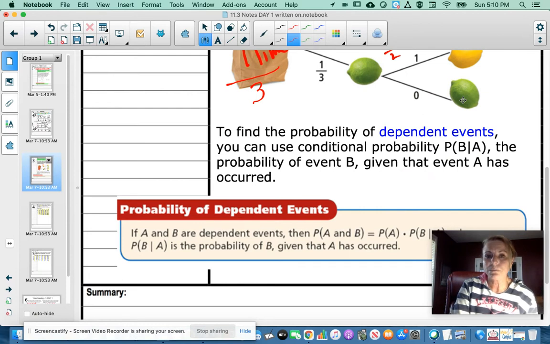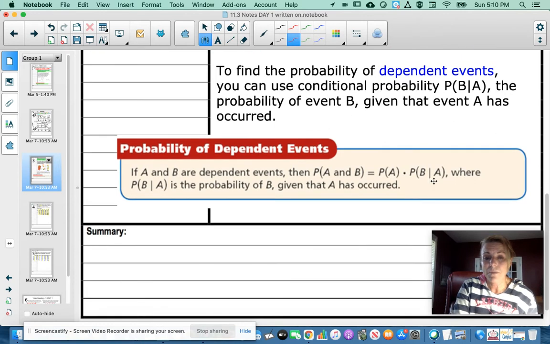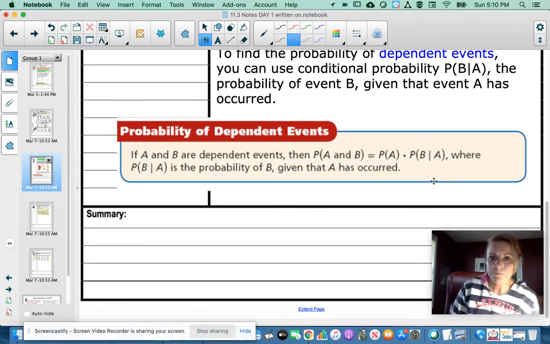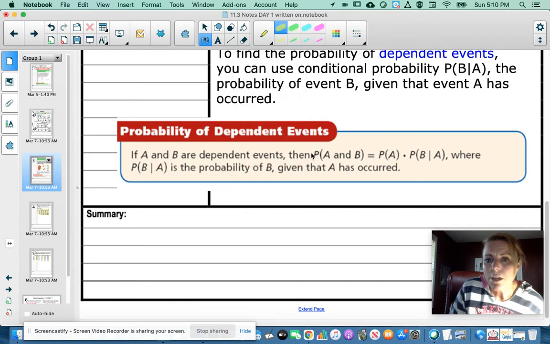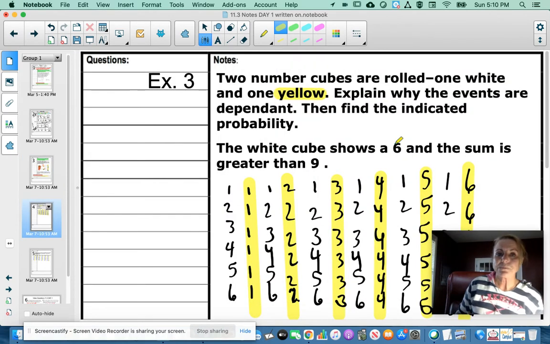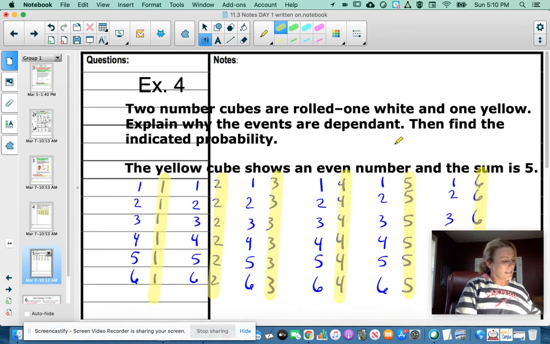What we're going to use is conditional probability. And here it is. Let's highlight this. All right. So the probability of A and B is the probability of the first event happening times the probability of the second event, given that the first event had already occurred. That's called conditional probability. Example 3, we're going to do in class, and example 4, we're going to do right now.